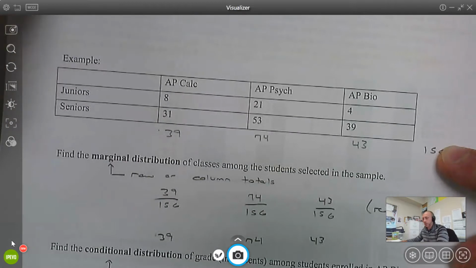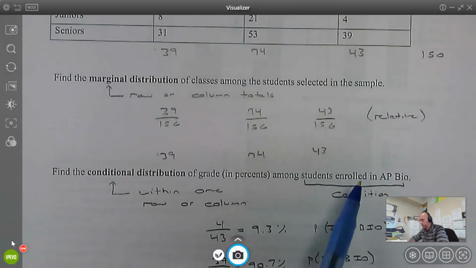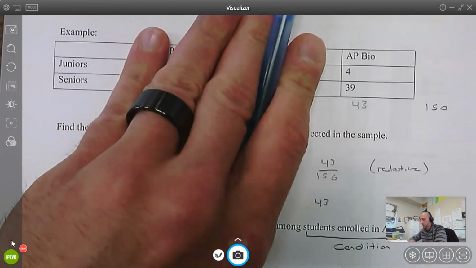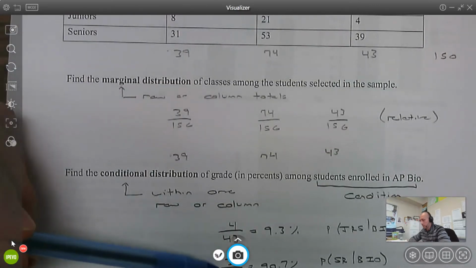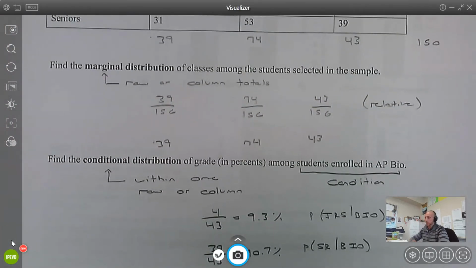Conditional distribution is based on a specific row or column. In this example, we are only concerned with students in AP Bio. So I'm only looking at the specific column. So I have people who are juniors or seniors in AP Bio. And this is conditional probability, which we learned later on in the course.